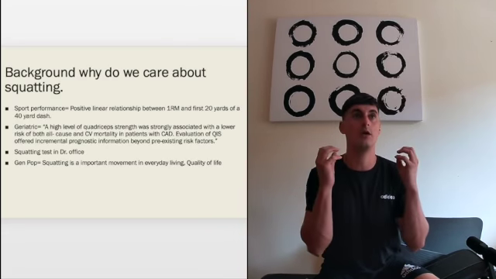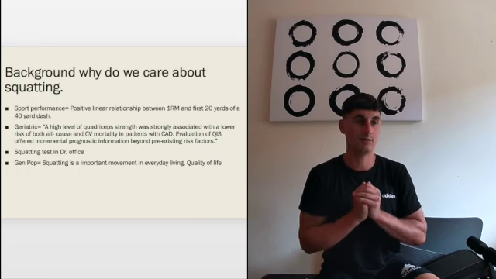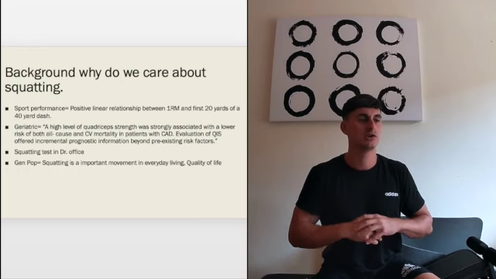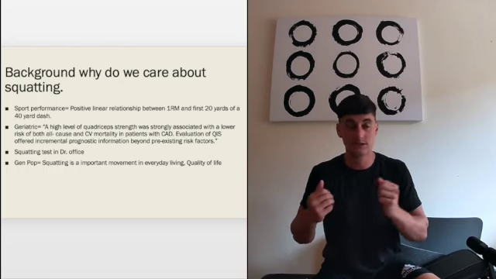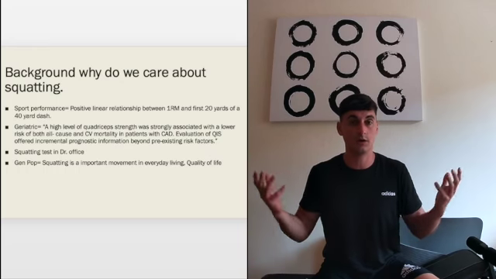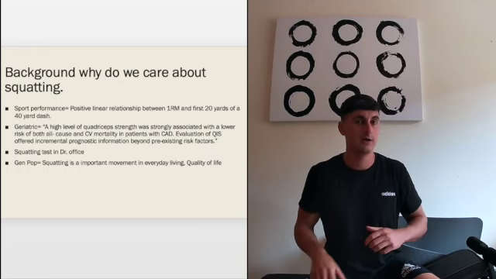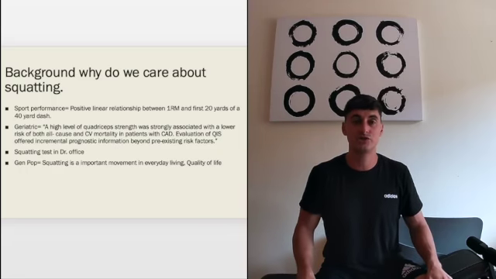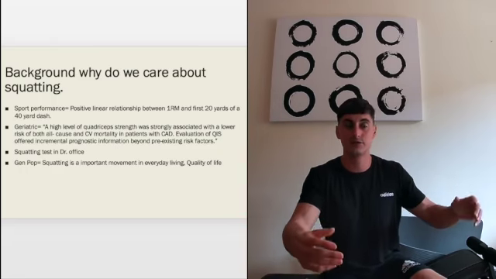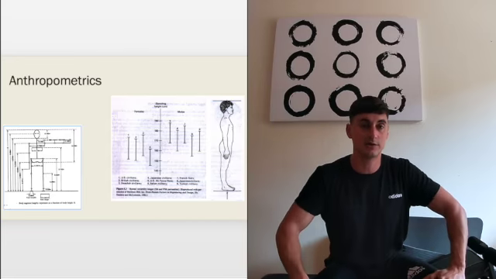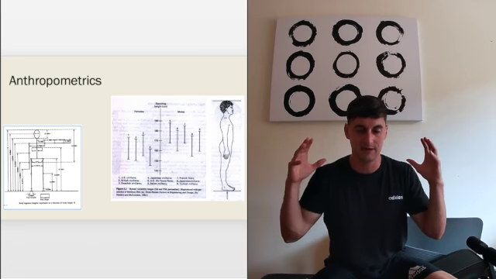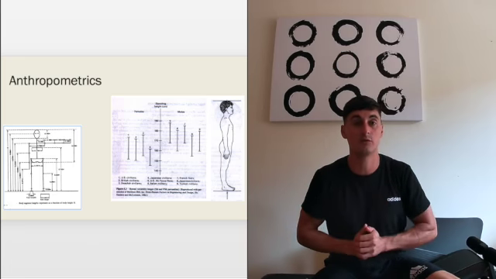Regardless if you're well versed in biomechanics, hopefully you take something away from this, like a new variable that affects squat form. So I'm going to be throwing a lot of them at you. And yeah, hopefully something's new. So the first thing I want to talk about is anthropometrics as variables that affect squat form.